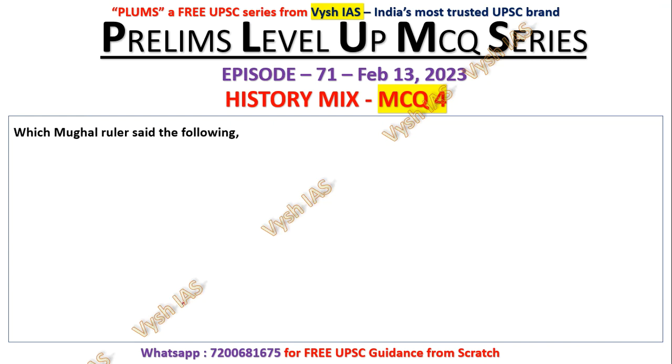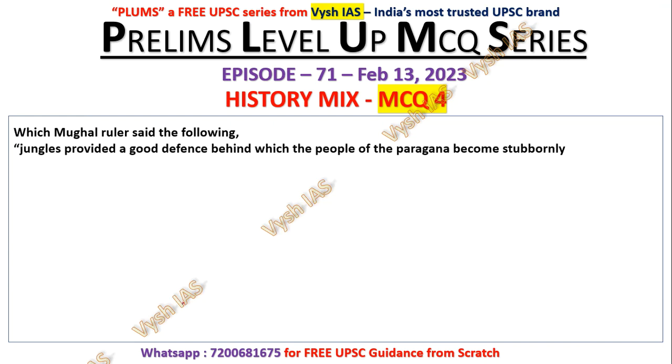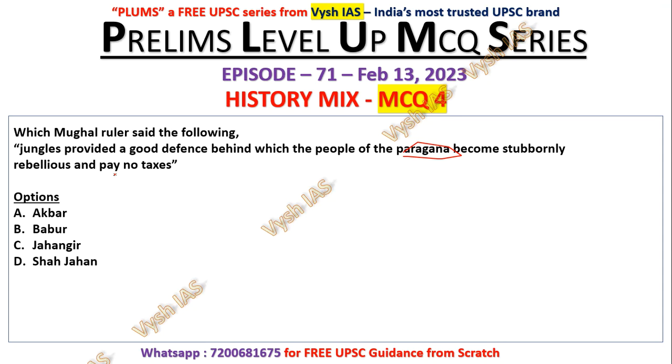Question number 4. Which Mughal ruler said the following? Jungles provided a good defense behind which the people of the Paragana become stubbornly rebellious and pay no taxes. Okay, Paragana means a kind of district, kind of a subunit. Okay, become stubbornly rebellious and pay no taxes. Who told this? Which Mughal ruler told this? Akbar, Babur, Jahangir or Shah Jahan?